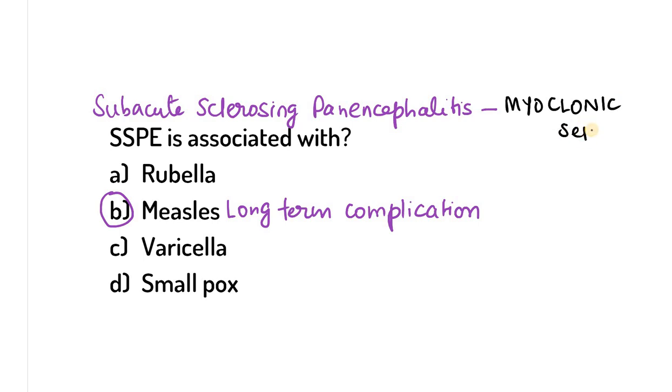Number 1 is myoclonic seizure. Number 2 manifestation is that it would be a school-going child who would present with the complaints of deterioration in school performance. The child may not be studying well, like he used to previously study well, now he is not studying well. So deterioration of school performance is also one of the other classical features of SSPE.